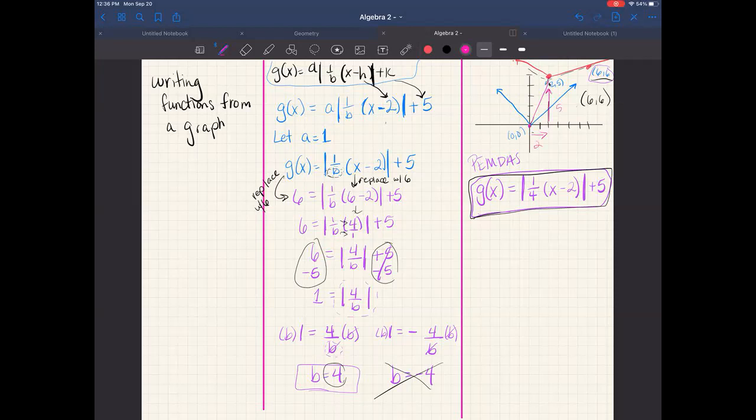So based on my equation, right? H here is my left and right, so I replace it with 2. And remember, when we're moving left and right, we move the opposite of the sign. So if I'm wanting to move to the right, which is the positives, I'm going to subtract 2. And then my K, which is my up and down, just stays plus 5. So that's my first part. That's the basic transformation I got.